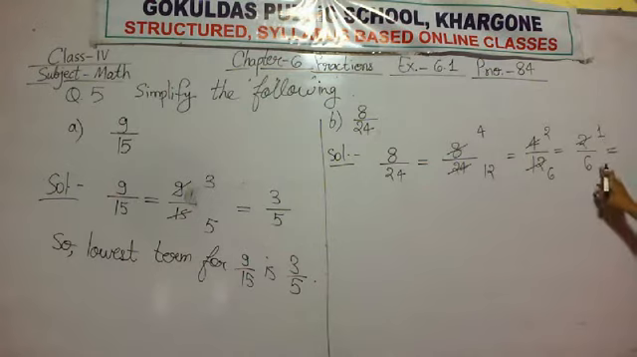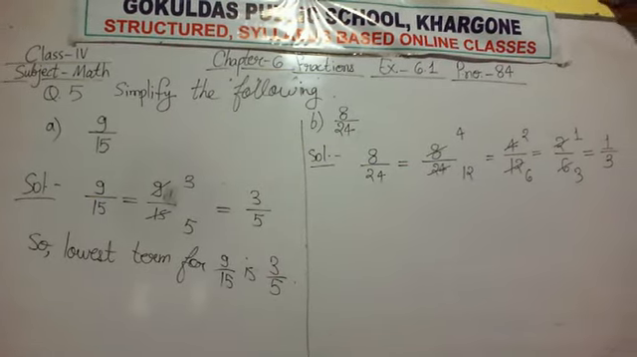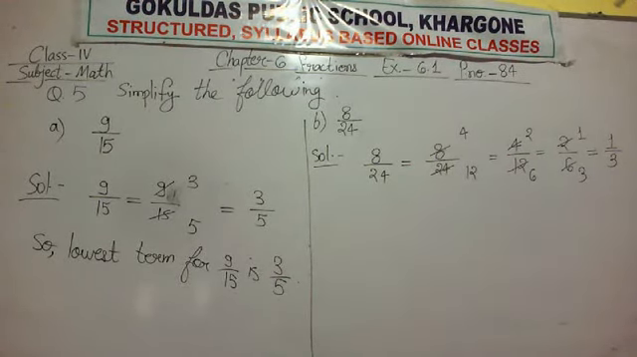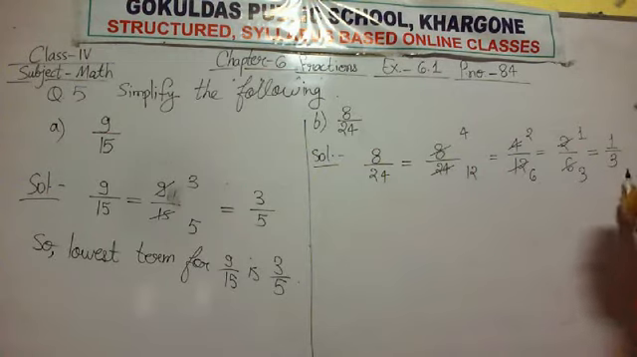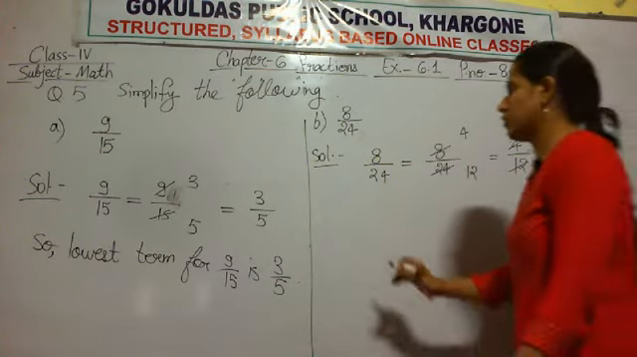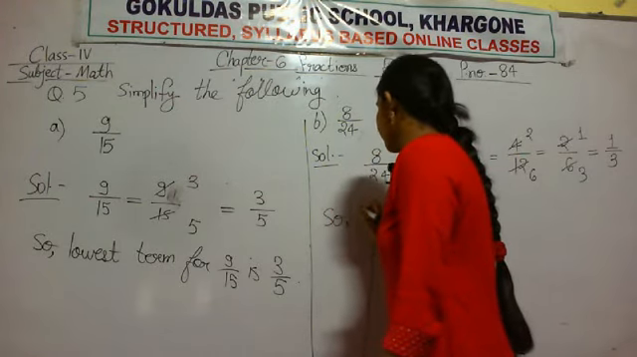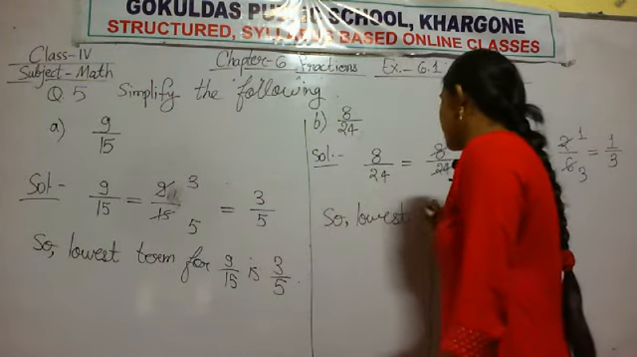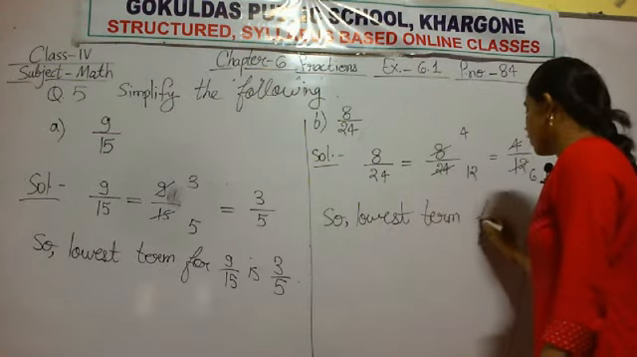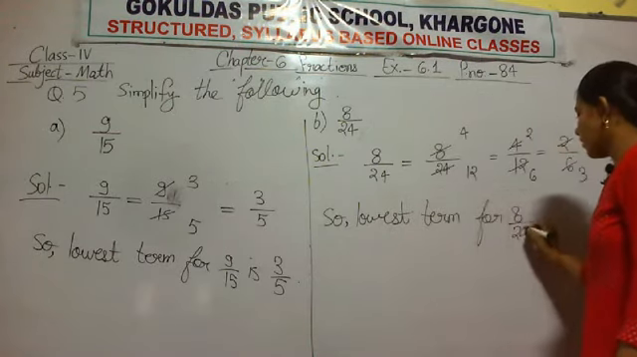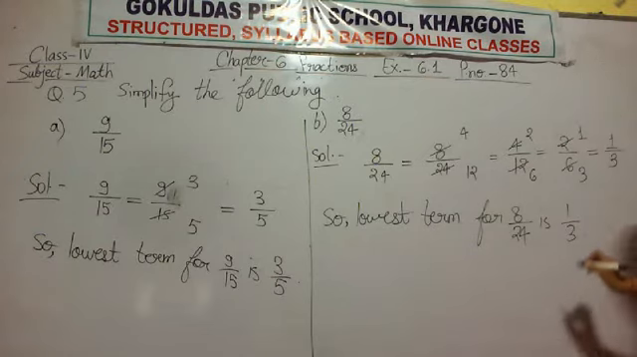And if I divide 6 by 2, my answer is 3. My new number is 1 upon 3. Now the numbers 1 and 3 both have 1 as the only common factor. So I will stop my division process here, and this 1 upon 3 is the lowest form of 8 upon 24. So the lowest term for 8 upon 24 is 1 upon 3.